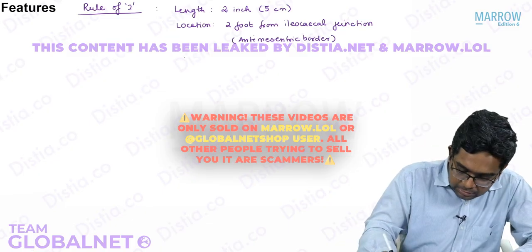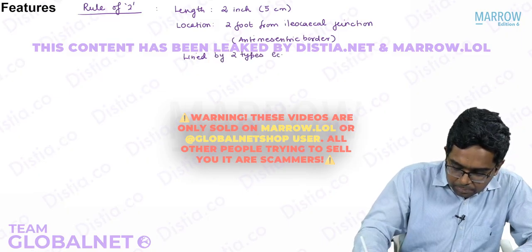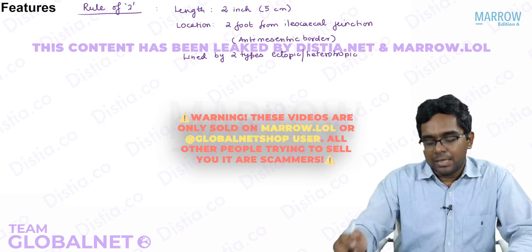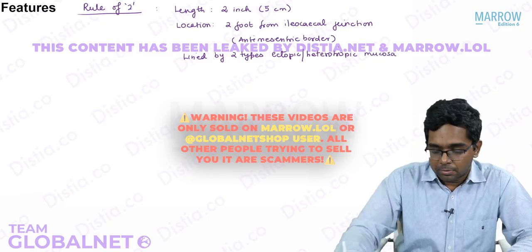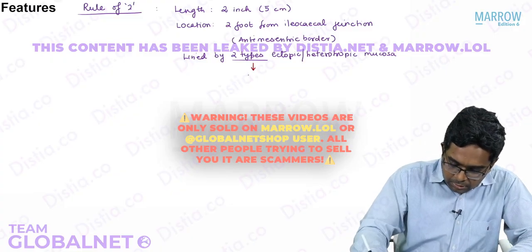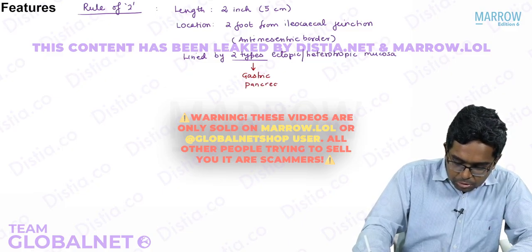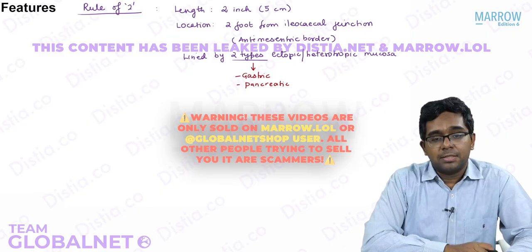The third important two is that it is lined by two types of ectopic mucosa or heterotopic mucosa. Or in other words, it is lined by a mucosa which is different from the normal intestinal mucosa. What are those two ectopic mucosas? One is gastric mucosa, and the other is pancreatic mucosa. So these are the two types of ectopic mucosa present as a lining in Meckel's diverticulum.